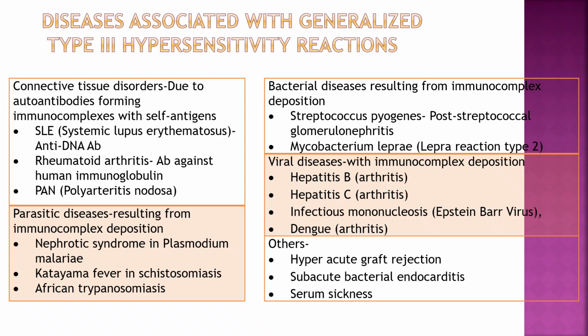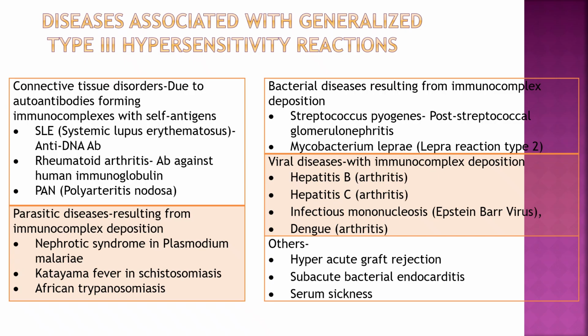Diseases associated with generalized type 3 hypersensitivity reactions. Connective tissue disorders due to autoantibodies forming immune complexes with self-antigen. Examples: SLE, rheumatoid arthritis (antibody against human immunoglobulin), PAN (polyarteritis nodosa). Parasitic diseases resulting from immune complex deposition: nephrotic syndrome in Plasmodium malariae, Katayama fever in schistosomiasis, African trypanosomiasis.